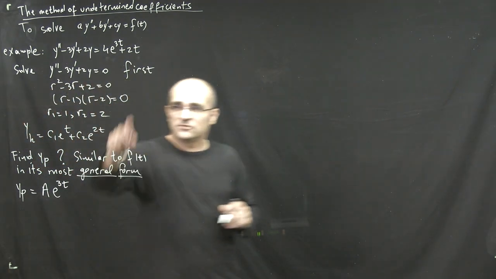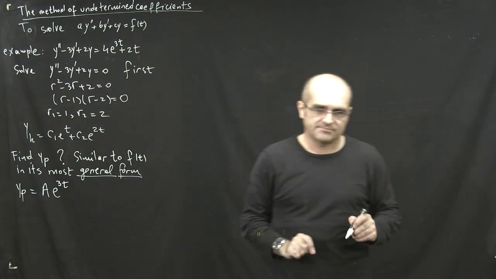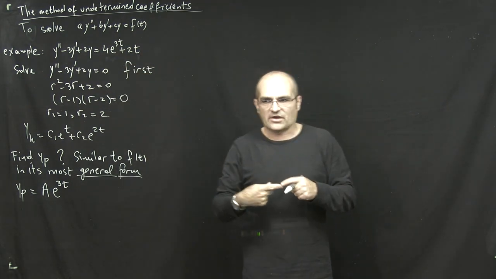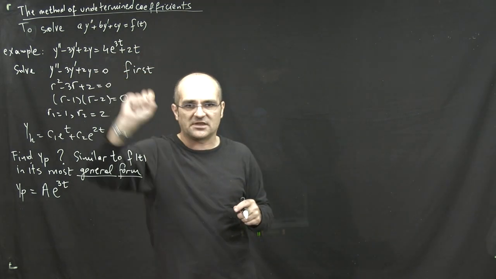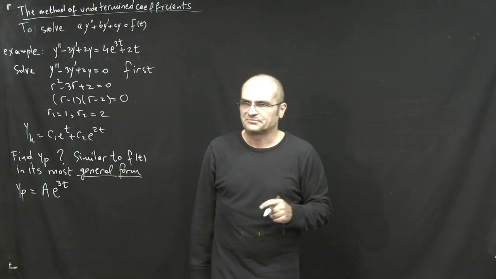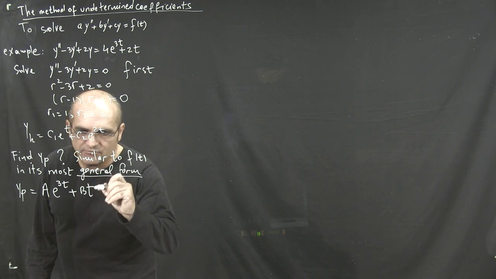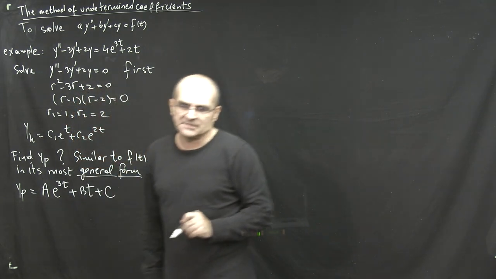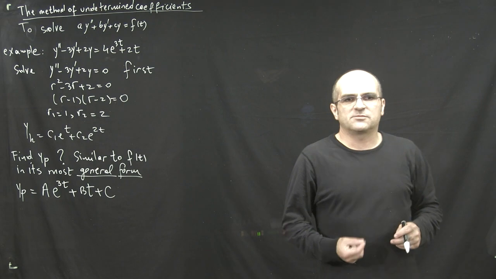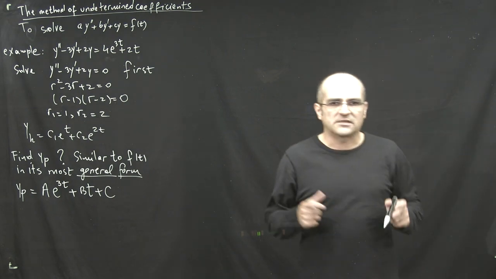Now notice the 3 in e to the 3t has to be there always, because that doesn't change via differentiation. The constant may change, but not the exponent of e to the 3t. And then corresponding to 2t, I'm going to use a full linear term, bt plus c. So basically, this is where the method of undetermined coefficients title comes from.